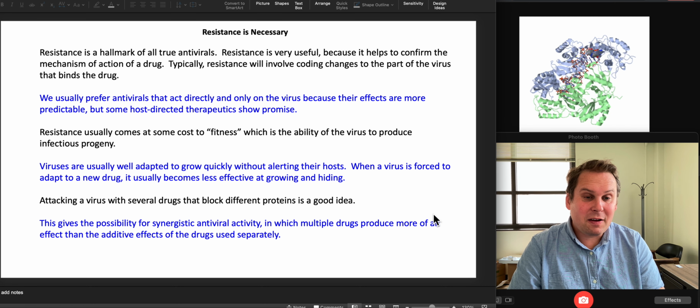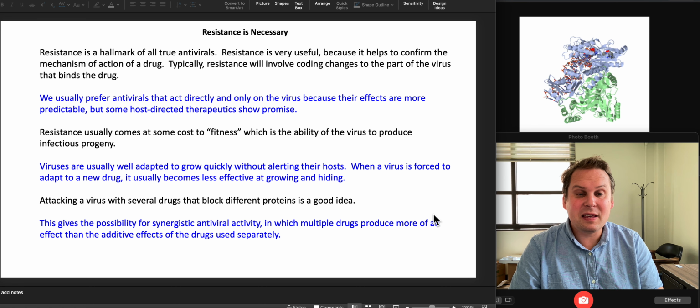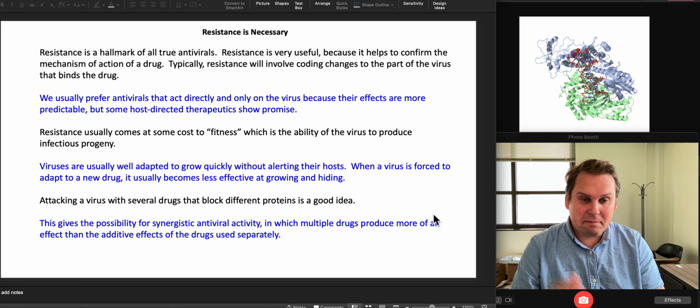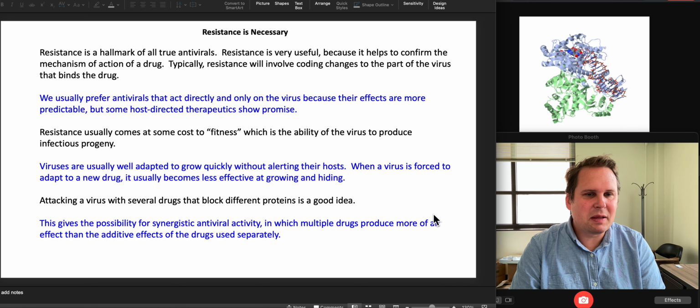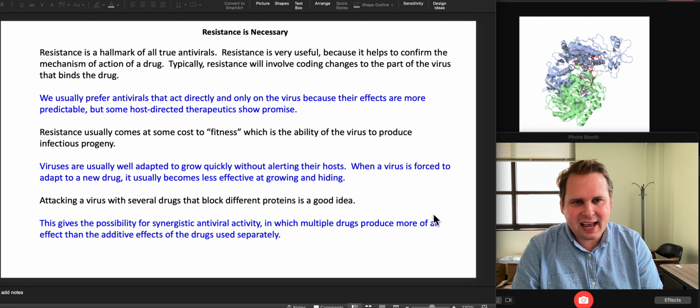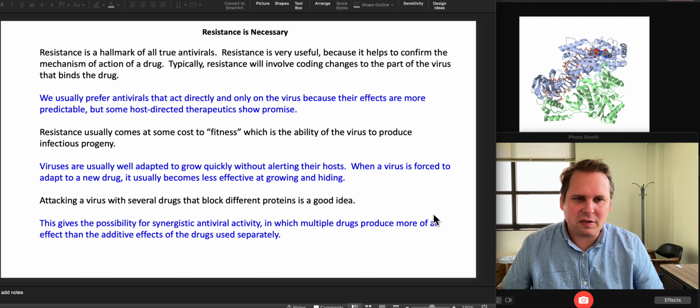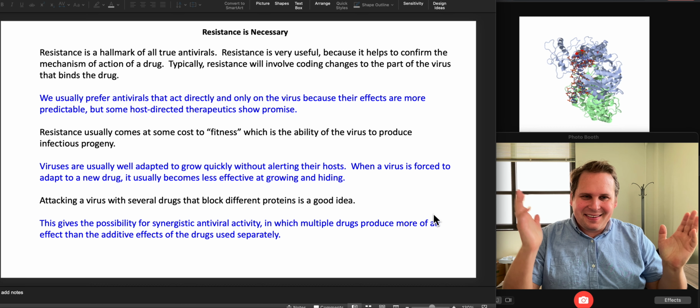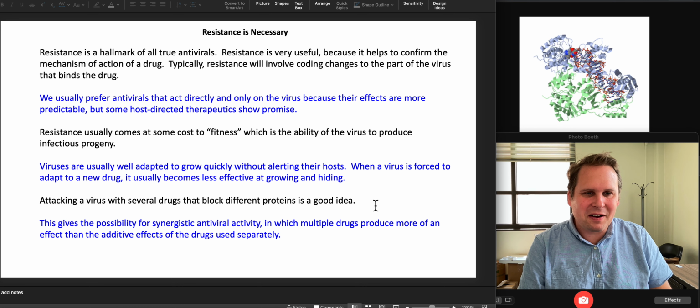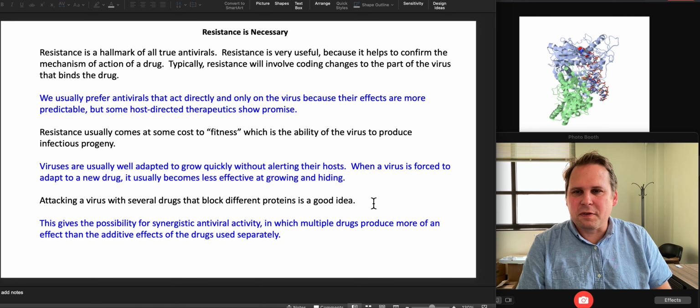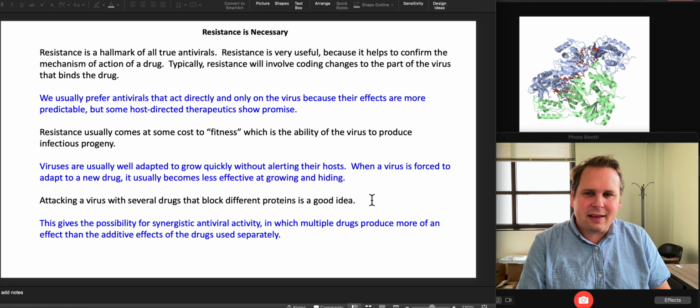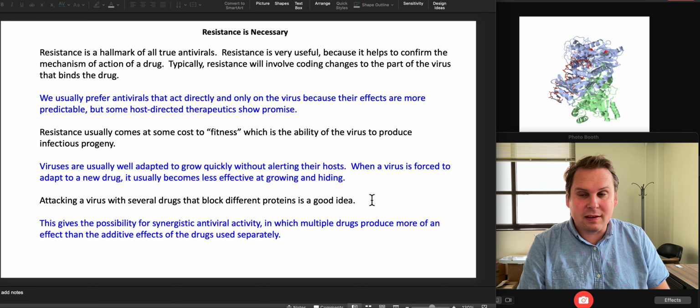So if you have an antiviral that binds a polymerase, you will see resistance in modifications around the polymerase. Some part around the active site of the polymerase will change usually, and that'll tell you right where your antiviral is binding. So it's useful, and it's not all bad because of fitness.